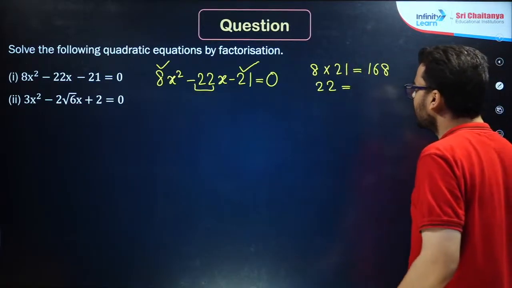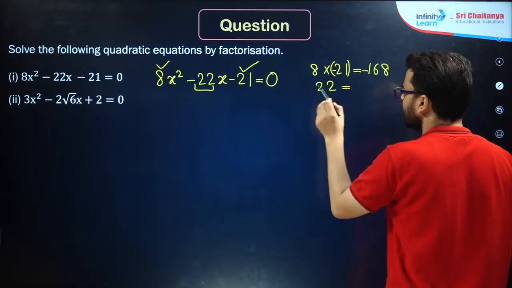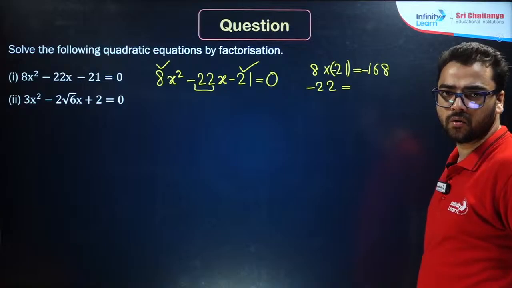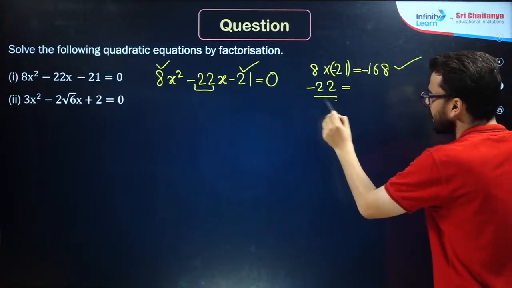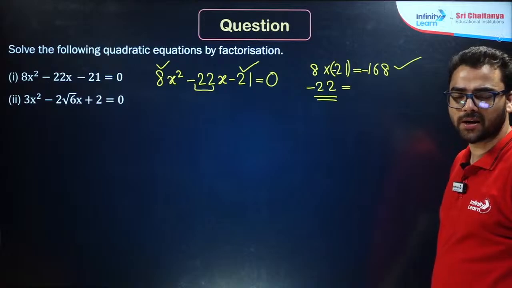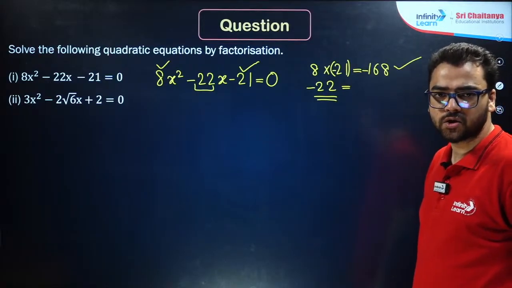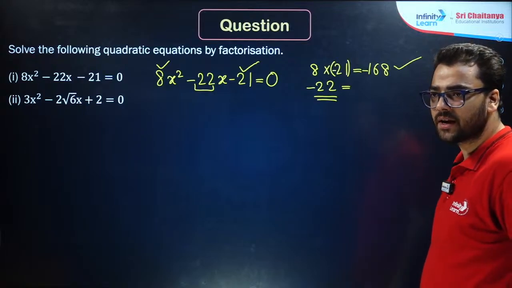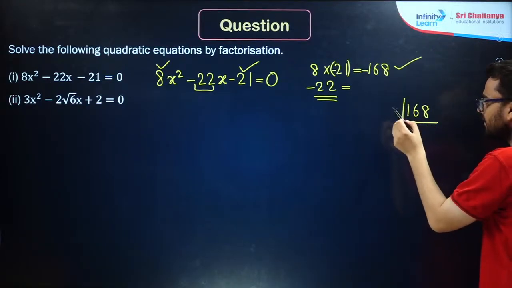So we want two numbers. You can take negatives as well, just to understand logically. You want two numbers whose product is minus 168 and sum is minus 22. That is a big number that you will get from the prime factorization of 168. Let us do the prime factorization.